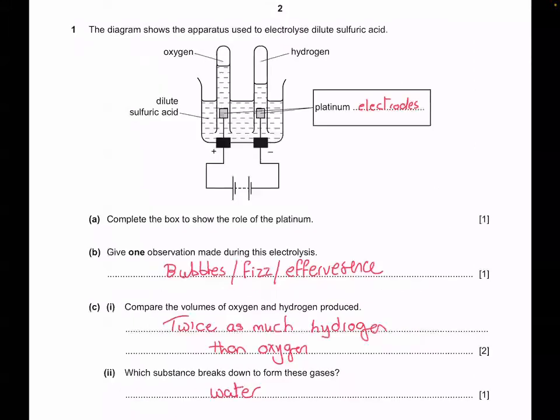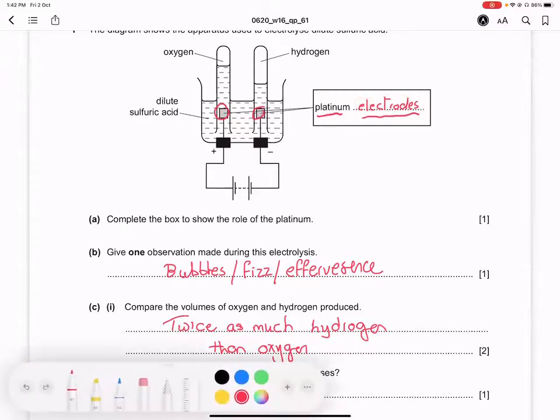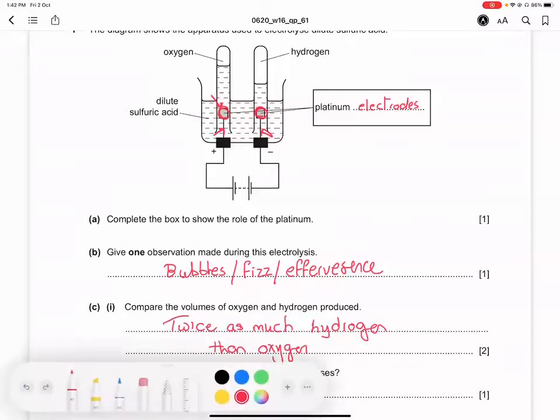First question. The diagram shows the apparatus used to electrolyze dilute sulfuric acid. He's pointing to the electrodes and he's asking platinum what? These are platinum electrodes. So the first question, platinum electrodes. You always point to the end of the wire. This is not the electrode. This is not the electrode. These are the electrodes. Okay, at the end of the wire.